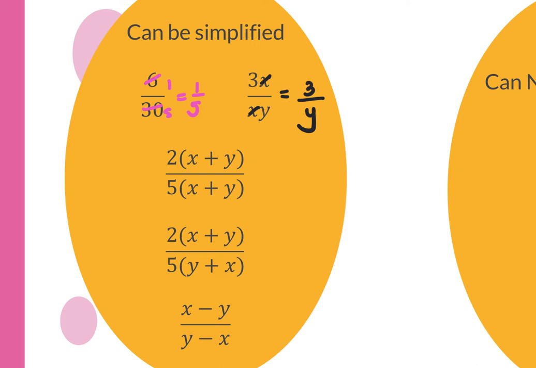In the next one, I have 2 times (x plus y) over 5 times (x plus y). The 2 and the 5 do not simplify, but this exact same expression is in the numerator and the denominator, so I can cancel it out. I cannot cancel part, like I can't cancel x and y, but because this is the same exact sum or difference, I can cancel that whole thing out, and I just get 2/5.